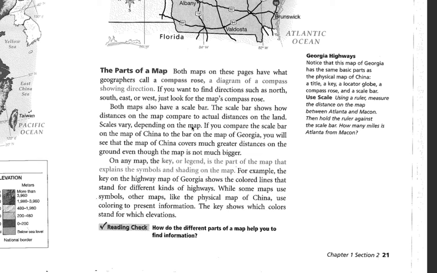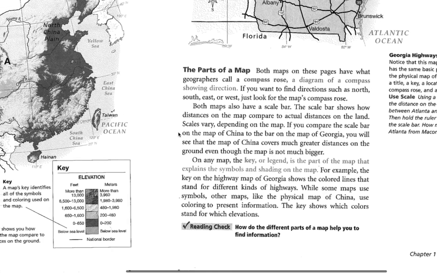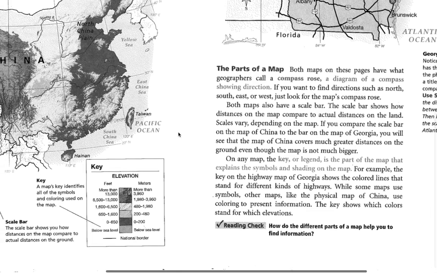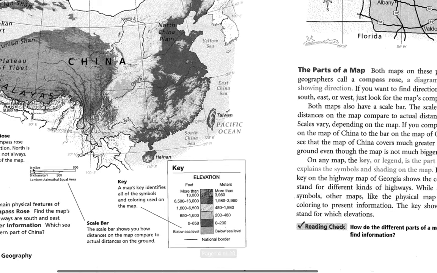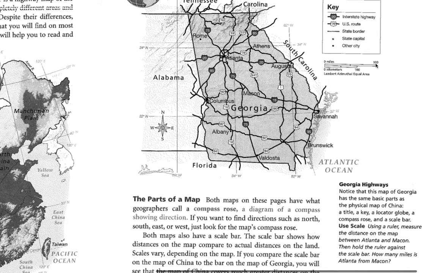Scales vary depending on the map. If you compare the scale bar on the map of China to the bar on the map of Georgia, you will see that the map of China covers much greater distances on the ground, even though the map is not much bigger. So over here, that's 500 miles. And up here, that's 100 miles.